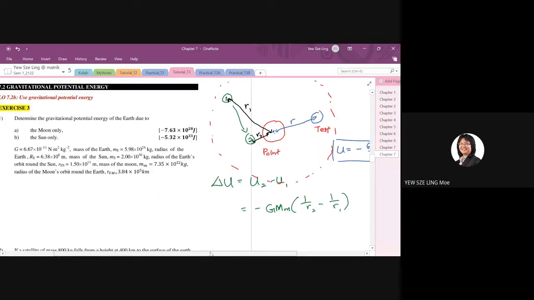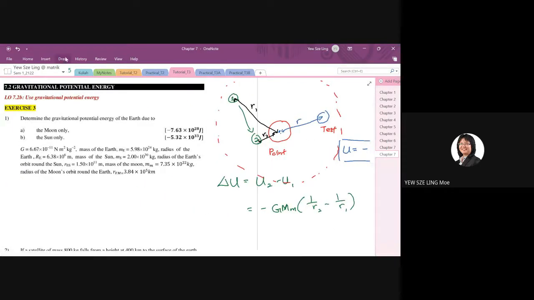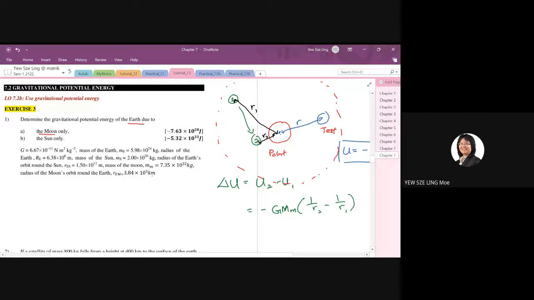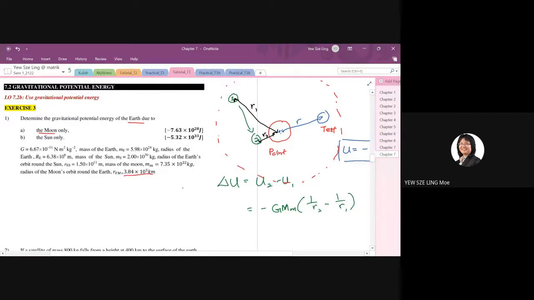Now let's go back to the questions. Question 1 is a very simple question: determine the gravitational potential energy of the Earth due to the moon. So now you have two objects, the Earth and the moon, and you want to calculate the gravitational potential energy needed to keep these two objects at a distance of 3.84 times 10 to the power of 5 km apart. Initially the system is empty.